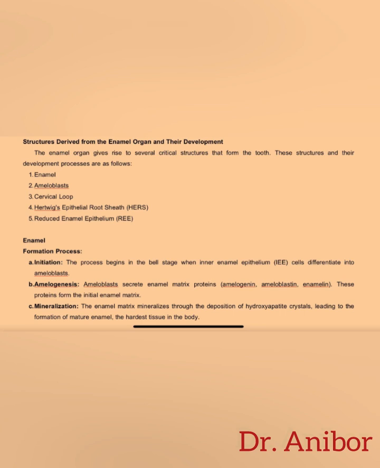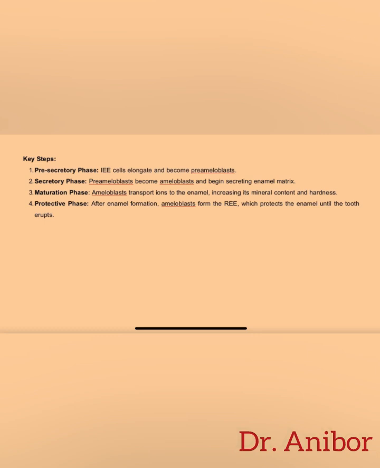Then the third stage here is mineralization. Mineralization, what happens in mineralization? The enamel matrix mineralizes through the deposition of hydroxyapatite crystals, and the result is the formation of matured enamel. And of course, the enamel is the hardest tissue in the body because of the high mineral content. What are the key steps that you have in the formation of the enamel? Very important, you have the pre-secretory phase. Here, what happens in the pre-secretory phase?